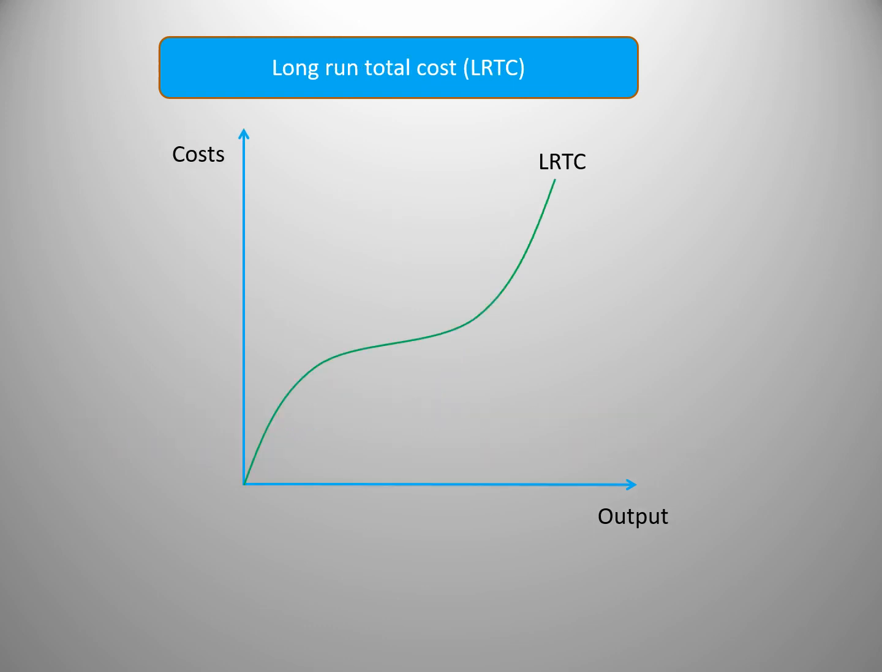At first, the long-run total cost curve slopes upwards and to the right as increasing returns to scale operate. Here, economies of scale outweigh diseconomies as long-run marginal cost is falling. At some point, decreasing returns to scale set in and diseconomies outweigh economies. At this point, long-run marginal costs begin to increase and the long-run total cost curve slopes upwards and to the left.